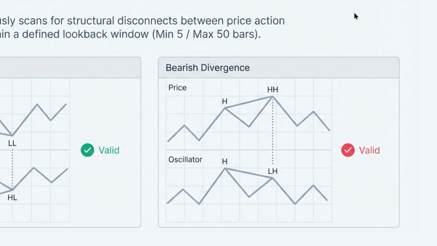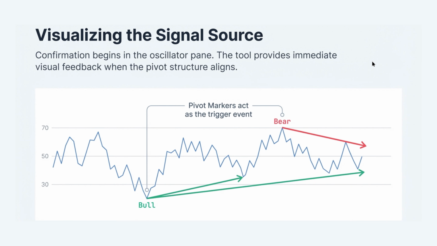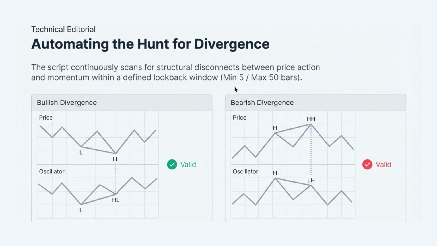Because divergence can get messy, the script also applies strict timing rules to filter noise. It only validates a divergence if the two pivot points are spaced far enough apart to matter, but not so far apart that the signal is stale. In this case, the spacing filter is built in. The pivots must be at least 5 bars apart and no more than 50 bars apart. That's a big deal because it forces the divergence to be structurally relevant instead of random.